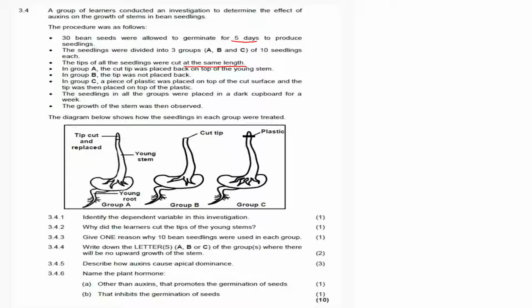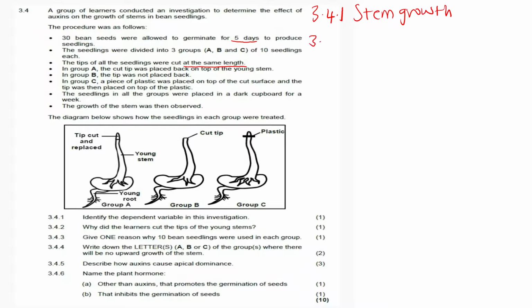Now 3.4.1. Identify the dependent variable in this investigation. The dependent variable is what we call the stem growth. Stem growth. Very good.